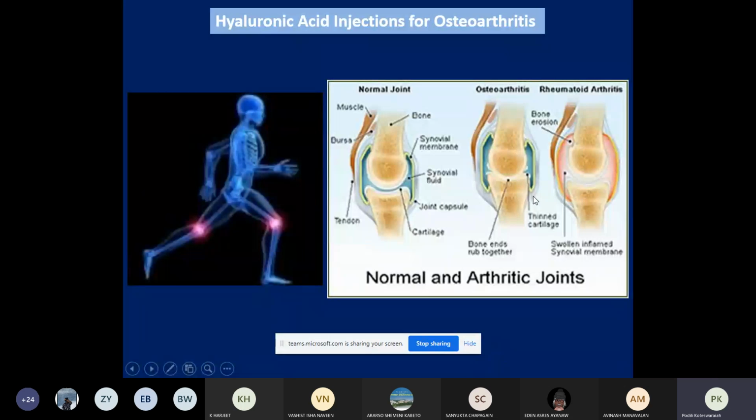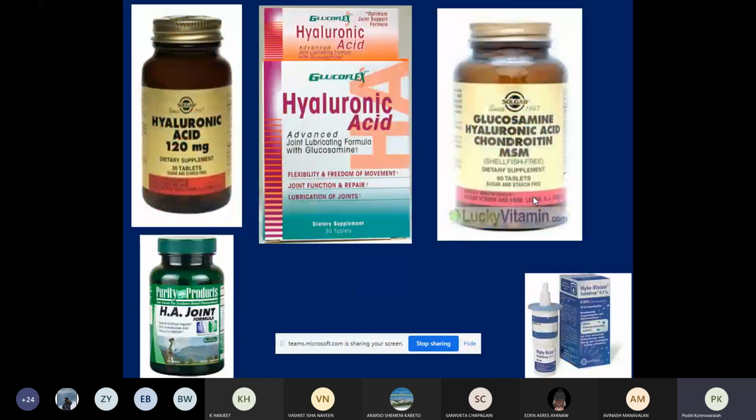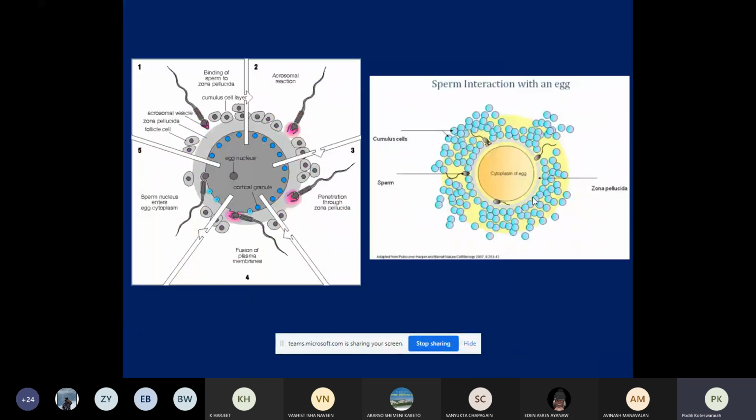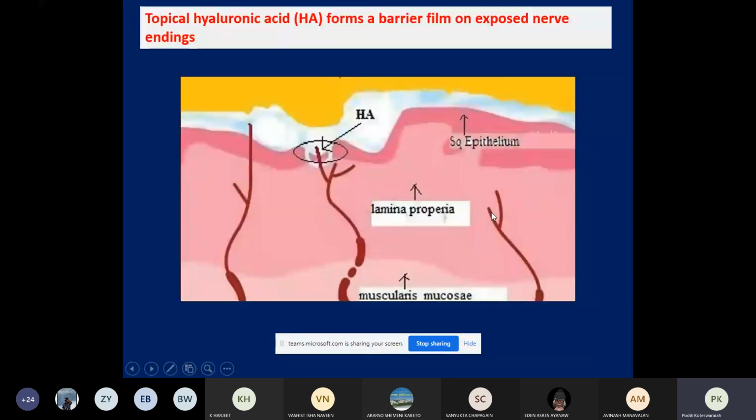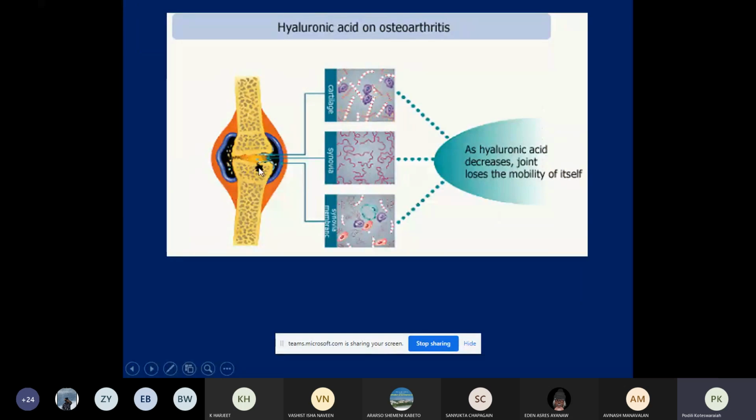So hyaluronic acid is normally present in the synovial fluid and in the joints, in the synovial cavity, which is what you are seeing here. When there is a lesser amount of synovial hyaluronic acid, it causes wear and tear in the joint. That's why hyaluronic acid is also used as a dietary supplement and as an injectable agent for treating osteoarthritis.